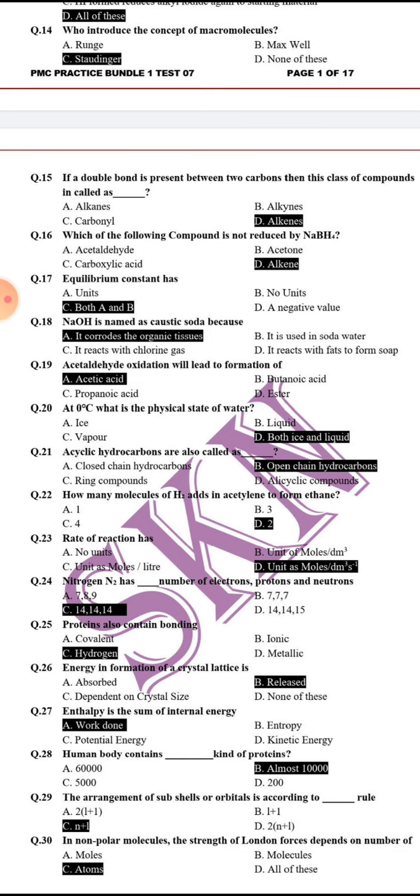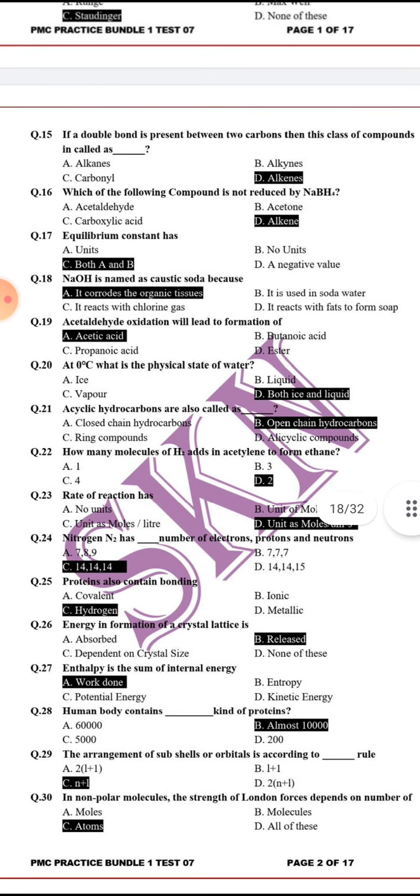The next MCQ: the rate of reaction has units depending upon the concentration of reactant and product in the balanced chemical equation. So the correct option will be the unit mole per decimeter cube per second.